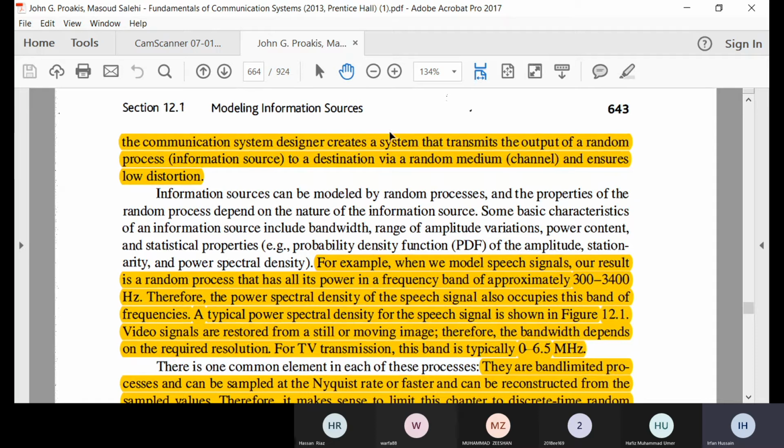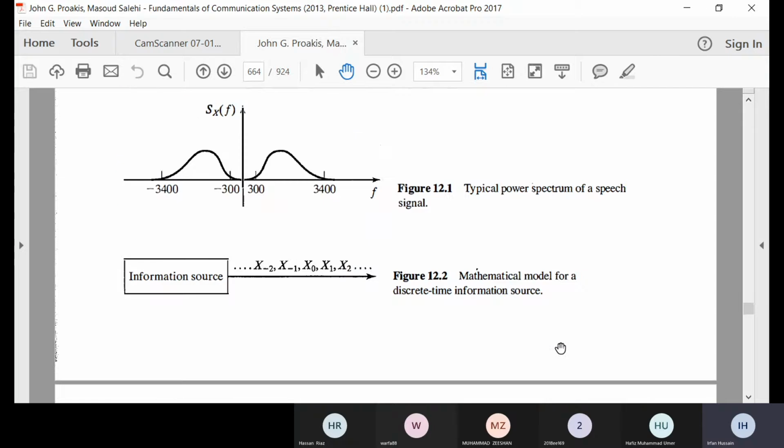So they are a random process, and their properties would be bandwidth, range of amplitude variations, power contents, and statistical properties. For example, PDF, stationarity, and PSD, power spectral density. For example, if you have speech signals from 0 to 3400 Hertz, the PSD will also occupy this band, and its PSD is shown. For video, you have a larger bandwidth. For TV transmission, it is basically from 0 to 6.5 megahertz, and you can see in this figure.